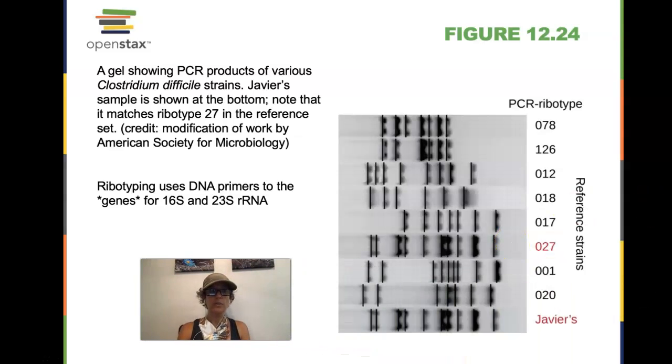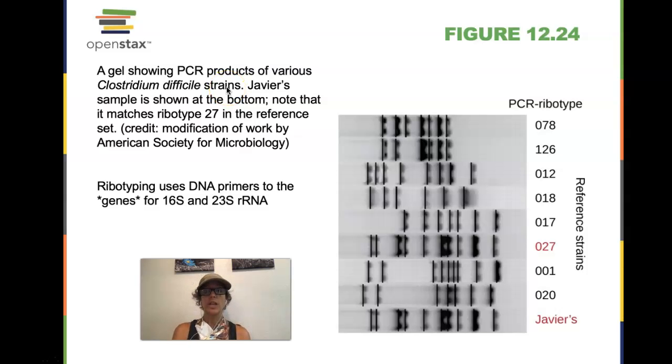This is looking at something called PCR ribotype. It's called a ribotype not because we're using RNA in the PCR, but because we are using DNA primers to the genes for the 16S sized and the 23S sized ribosomal RNA. So the DNA that encodes the information that when it's transcribed will be ribosomal RNA, that is the DNA that we're looking at. This is looking at Clostridium difficile strains.